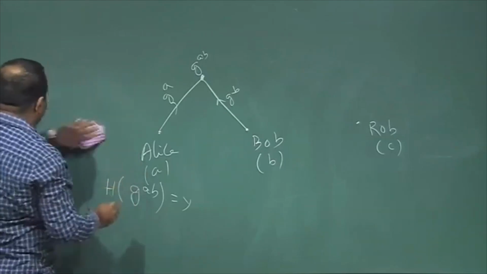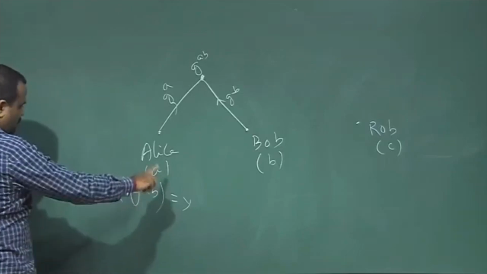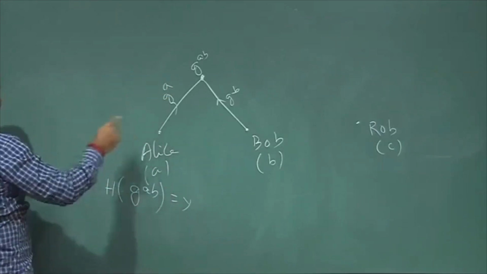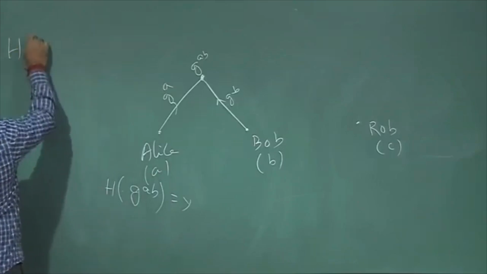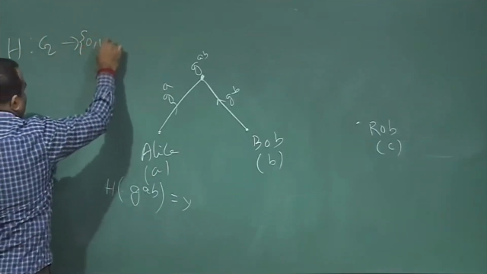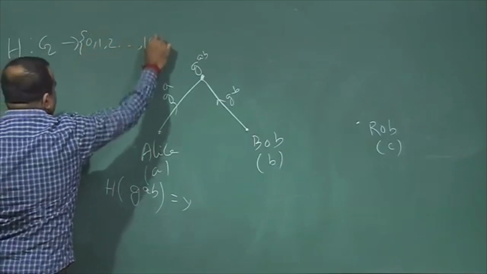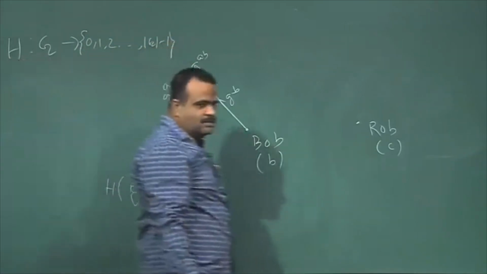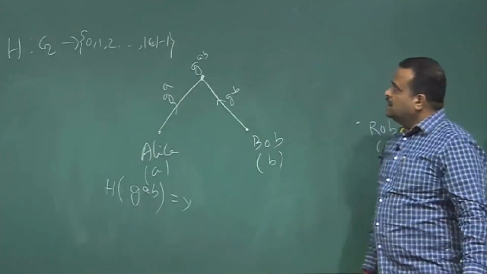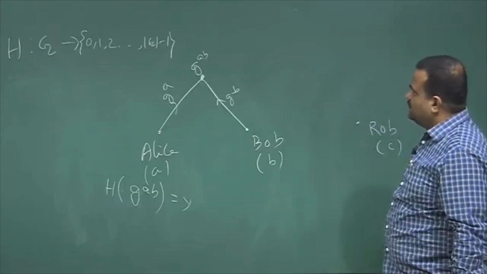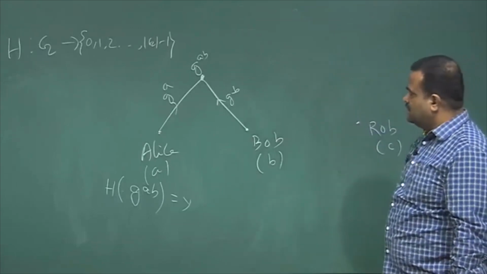So, we want to have an index on this, so that we can use it again for g to the power y and send it over the public channel. So, we want a hash function to be g2, so maybe 0 1 2 up to the order of the group. I mean here we are dealing with p, so it is basically p minus 1, or in general it is the order of the group.